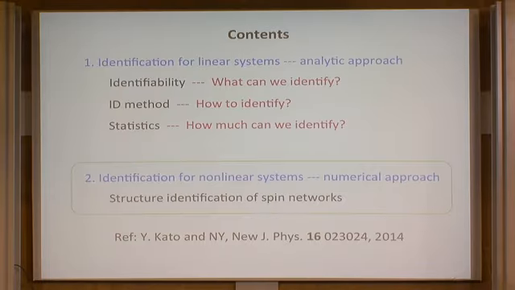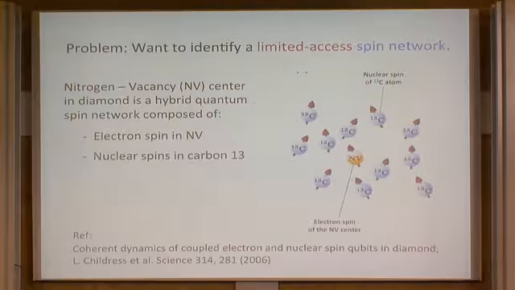This is a nonlinear case. I'm talking about system identification, structure identification of spin networks. The paper is in the New Journal of Physics. If you are interested, please look at it. So this is the motivation. The problem is, we want to identify limited-access spin networks.